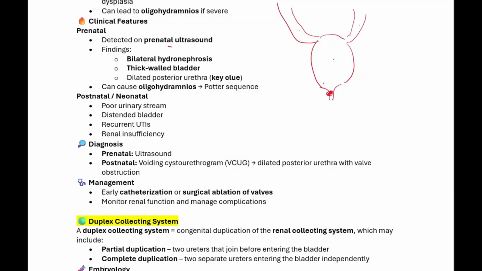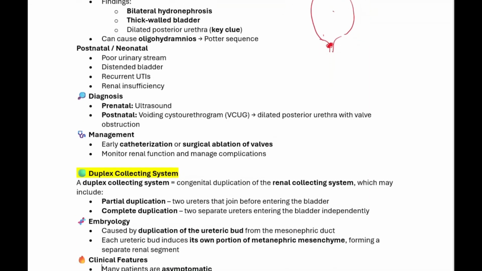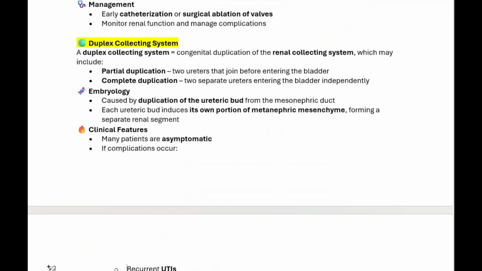And what's the management? Early catheterization or surgical ablation of the valve to be able to allow the drainage of the bladder. And it's also important to monitor the renal function and then manage any complications. So the next one we're going to talk about is duplex collecting system.